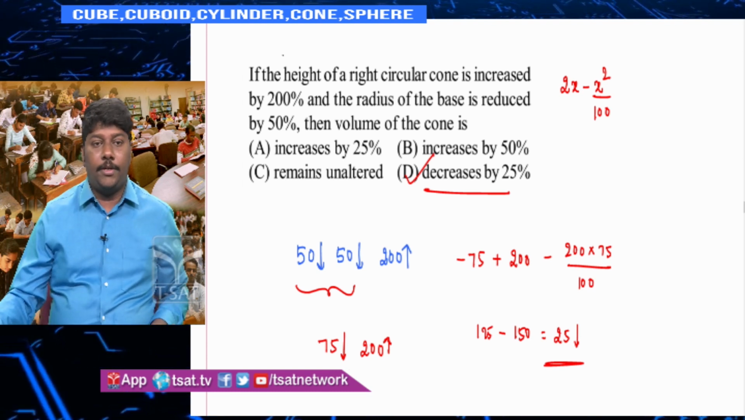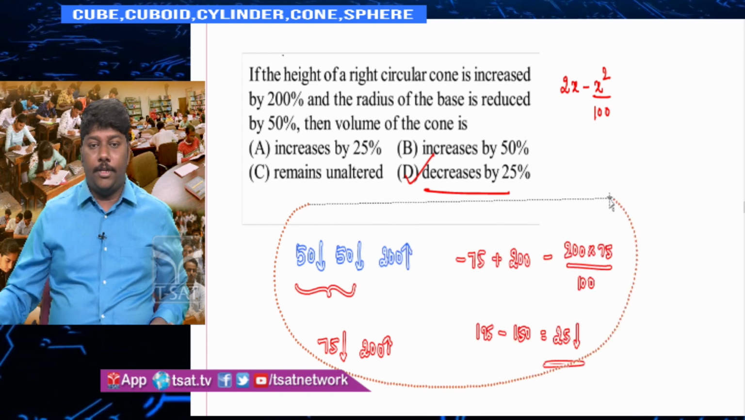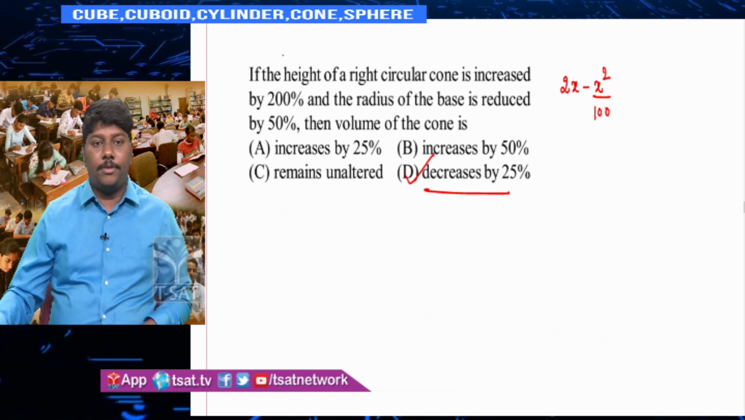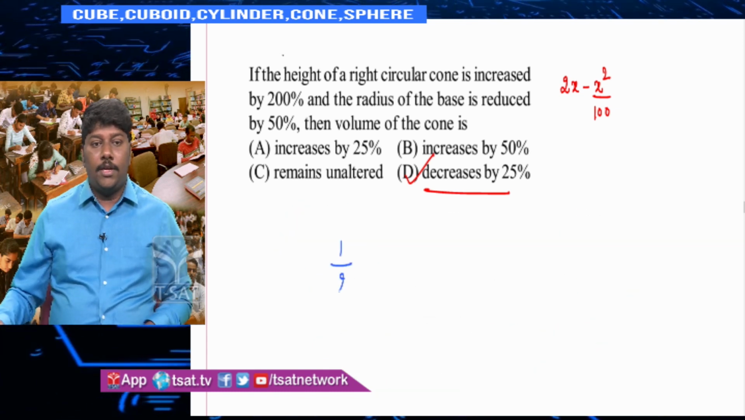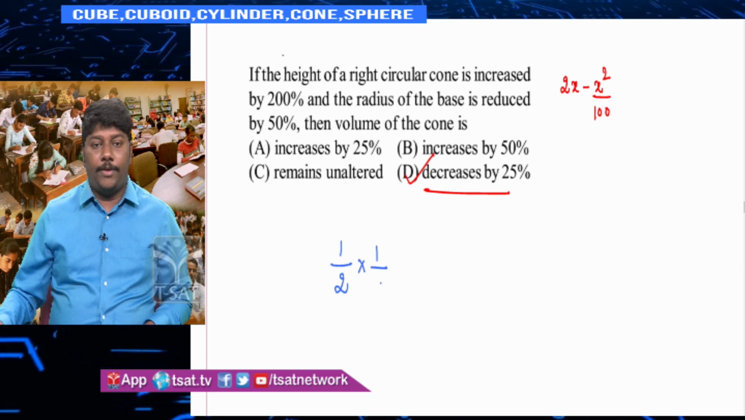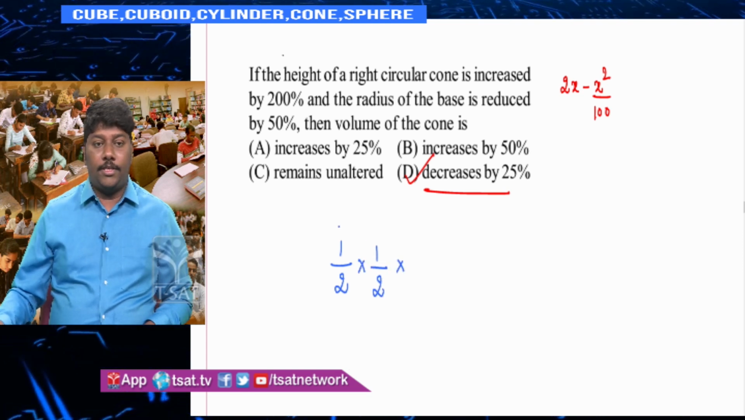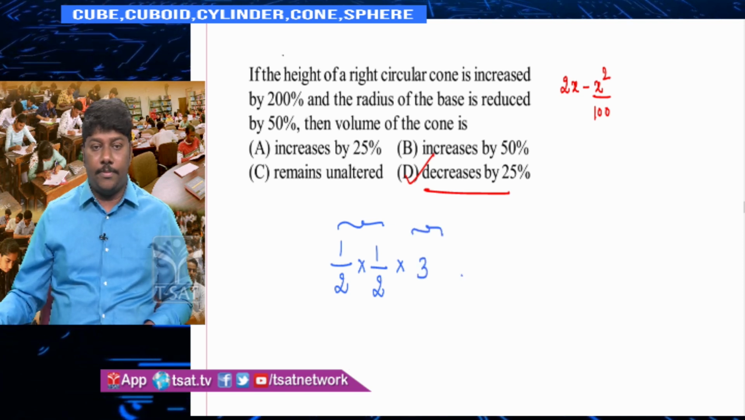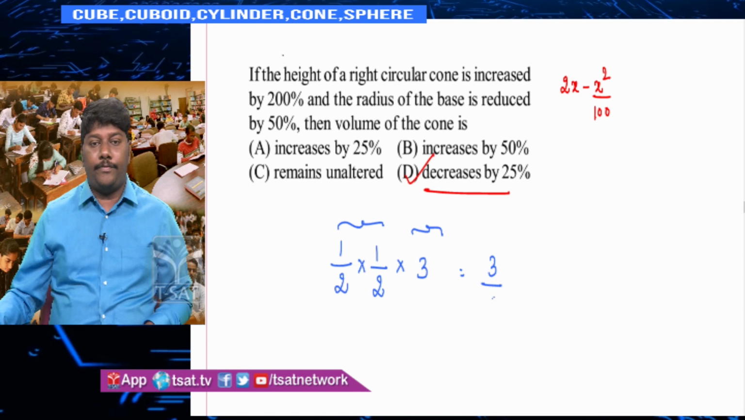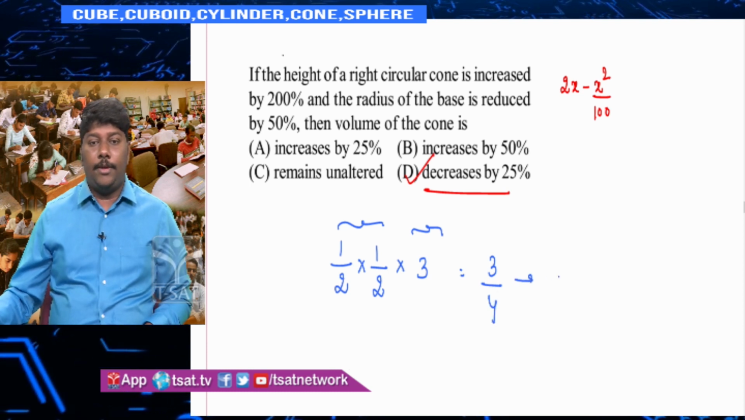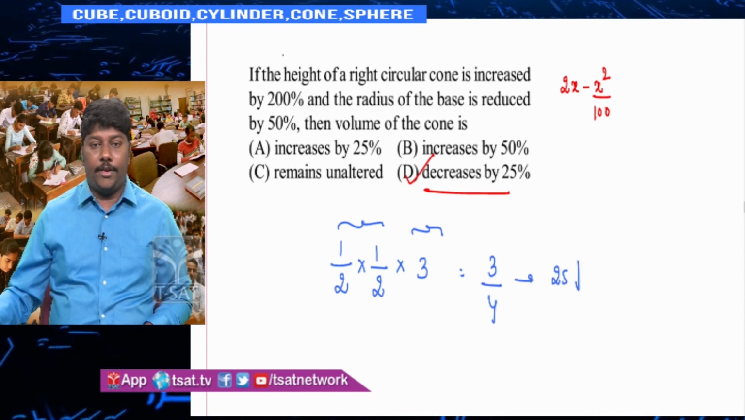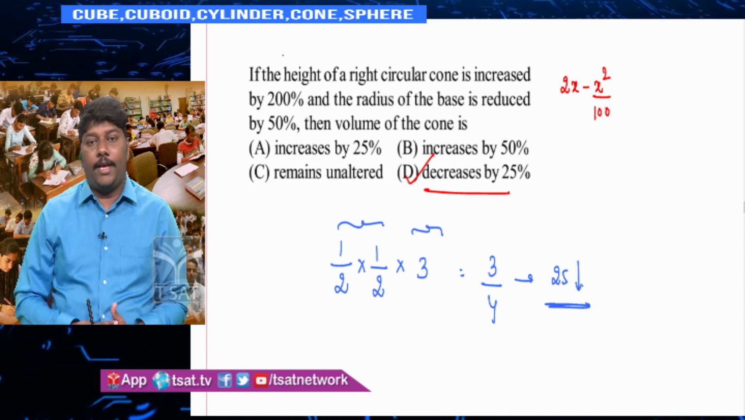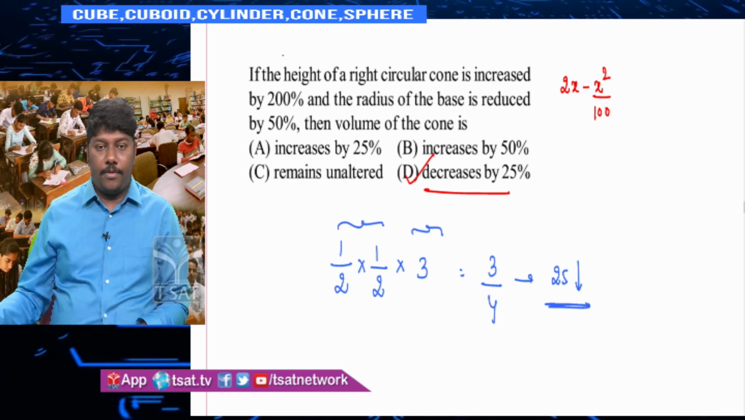So let's look at how we'll do it in terms of fractions. Now see, in terms of fractions it's very easy. In place of radius, half into half, 1/4. In place of height, this is for radius and this is for height. 200% increase means 3 times. So it is 3 by 4. What is 3 by 4 indicates? 3 by 4 is 25% decrease. So you can directly get the answer as 25% decrease.